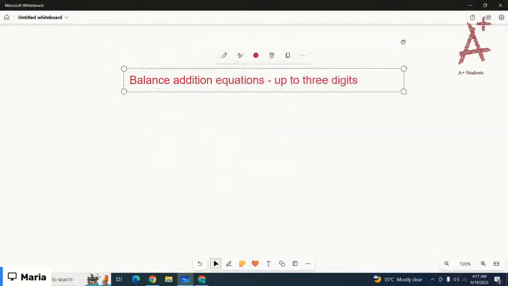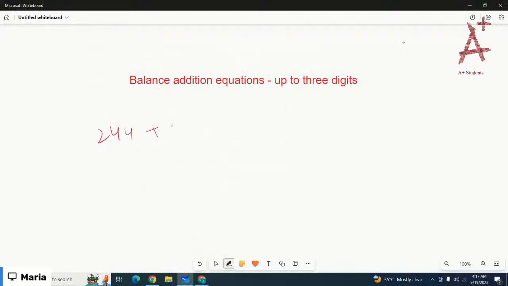Balancing an equation means both sides of the equation must be equal, right? So now you are going to balance the addition sentences. For example, you have 244 plus a missing number equals 631 plus 246. What you have to do is find the missing number.